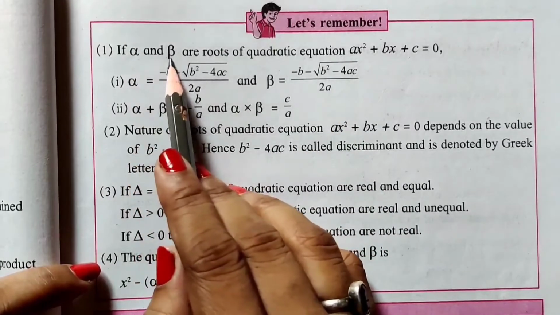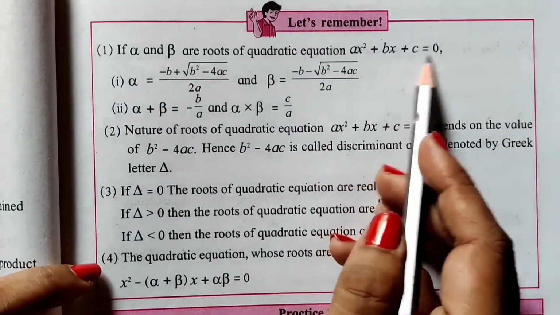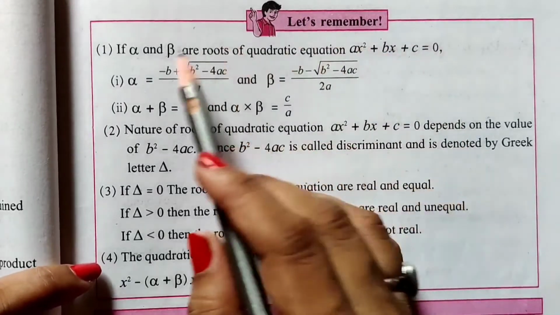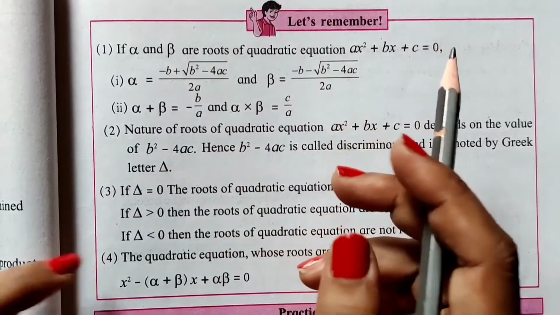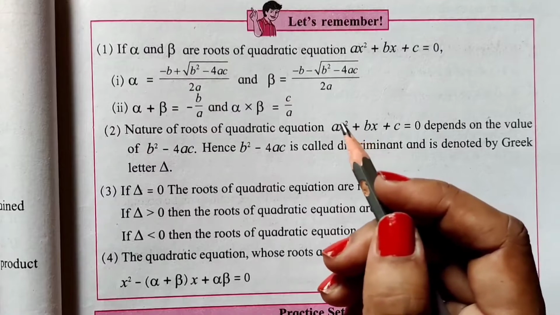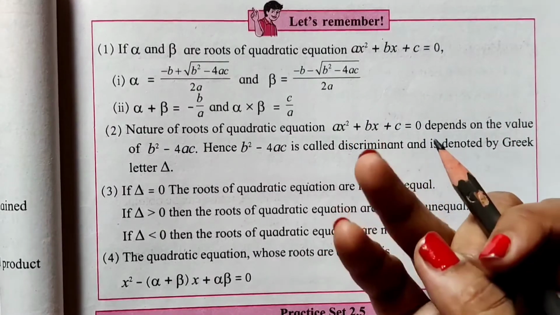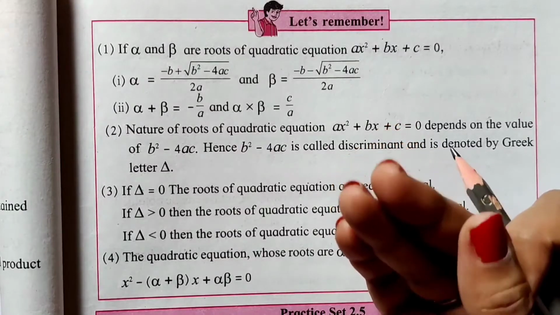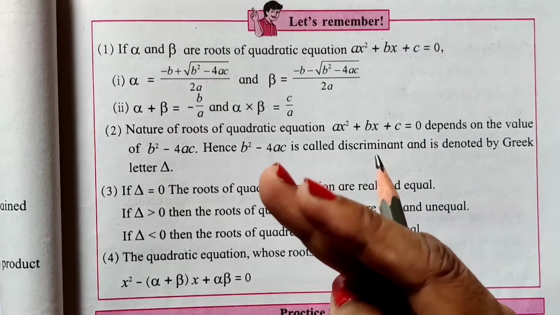If alpha and beta are the roots of the quadratic equation ax square plus bx plus c is equal to 0, this is the general form of a quadratic equation, we all know. Till now we have seen that every time, whether we are solving by the factorization method, the completing the square method, or the formula method, we get two roots of the equation, two values of the variable.